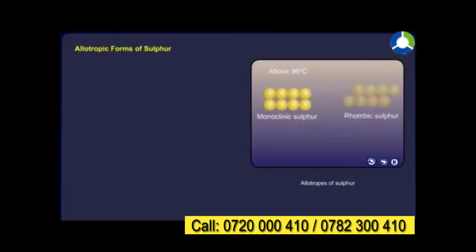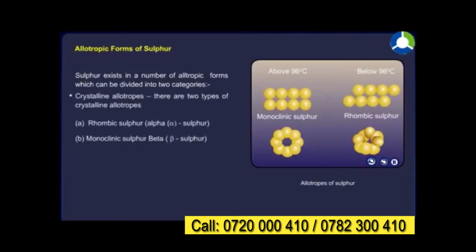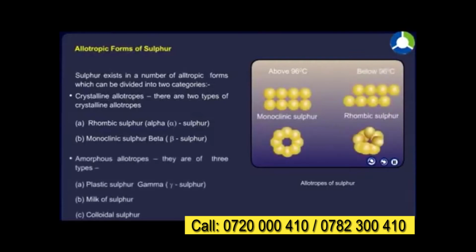Allotropic forms of sulfur. Sulfur exists in a number of allotropic forms which can be divided into 2 categories. Crystalline allotropes. There are 2 types of crystalline allotropes. A. Rhombic sulfur, alpha sulfur. B. Monoclinic sulfur, beta sulfur. Amorphous allotropes. They are of 3 types. A. Plastic sulfur, gamma sulfur. B. Milk of sulfur. C. Colloidal sulfur.